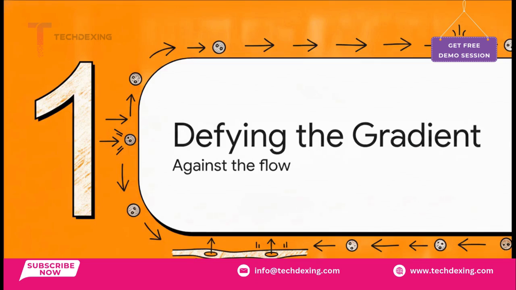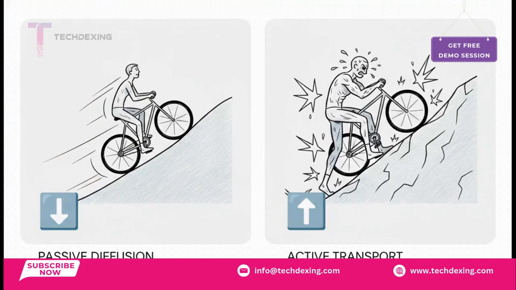So that brings us to section 1, defying the concentration gradient, or going against the flow. Now, normally when we study cellular movement, we think about standard passive rules, things just naturally flowing from one place to another. But today, we're looking at what happens when a cell absolutely has to break those standard rules just to survive. And this brilliantly illustrates the exact difference we're talking about.